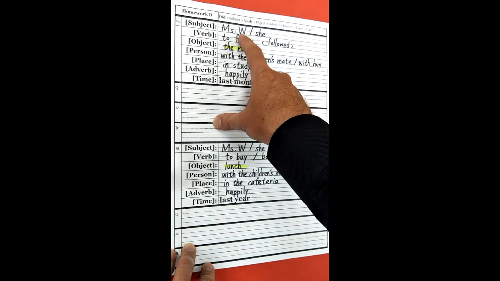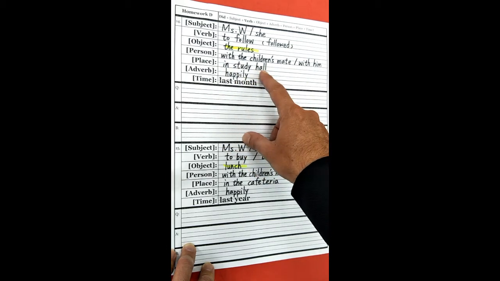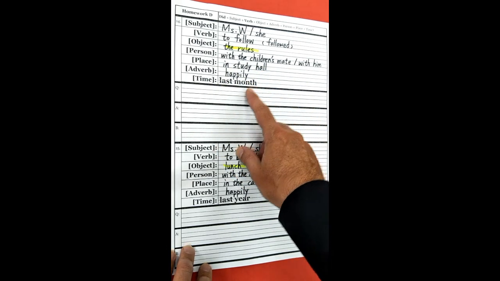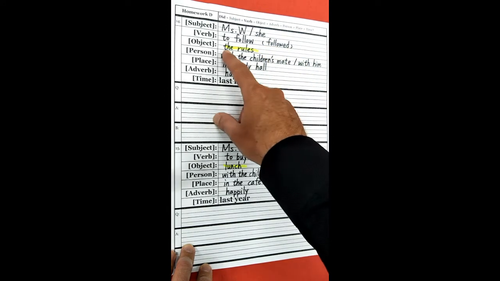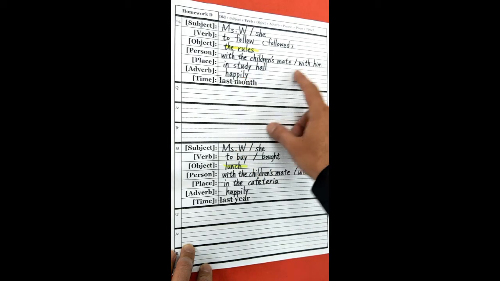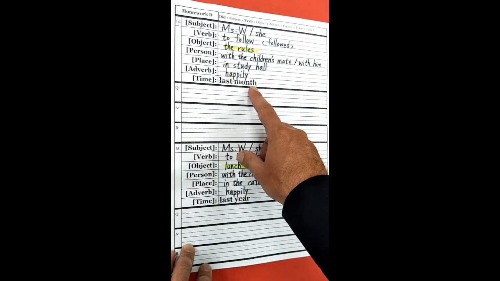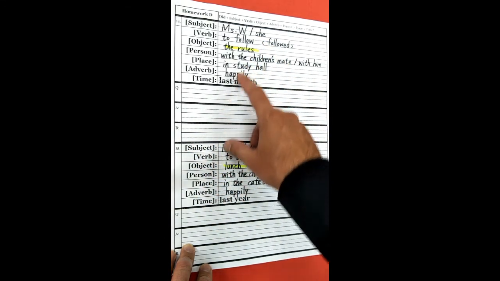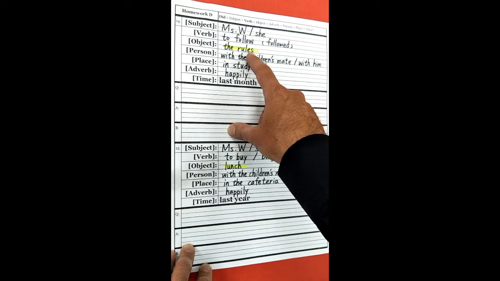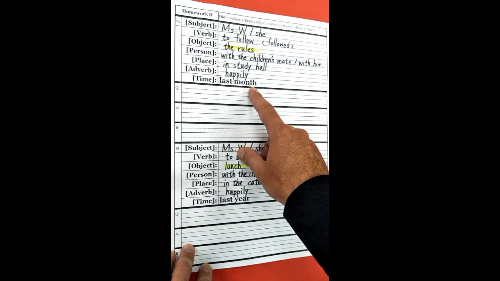Did Ms. W follow the rules happily with the children's mate in study hall last month? Yes, she followed the rules happily with him in study hall last month. No, she didn't follow the rules happily with him in study hall last month.